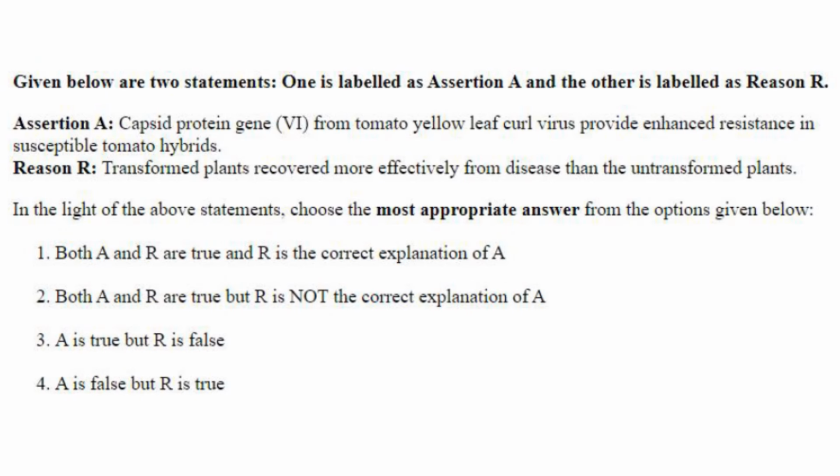Then next one. Capsid protein gene 6 from tomato yellow leaf curl virus provides enhanced resistance in susceptible tomato hybrids. Of course, that's correct. Transformed plants recovered more effectively from disease than the untransformed plants. So when capsid protein gene 6 from tomato yellow leaf curl virus was used for plant transformation, it was found that the transformed plants recovered more effectively from the disease than the untransformed plants. Why? Because capsid protein 6 provides enhanced resistance in susceptible tomato hybrids. So the reason explains the assertion. So both A and R are true, and R is the correct explanation of A.